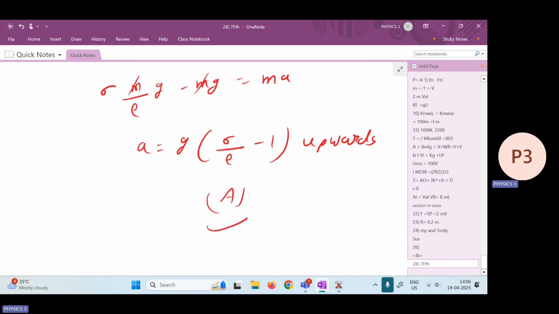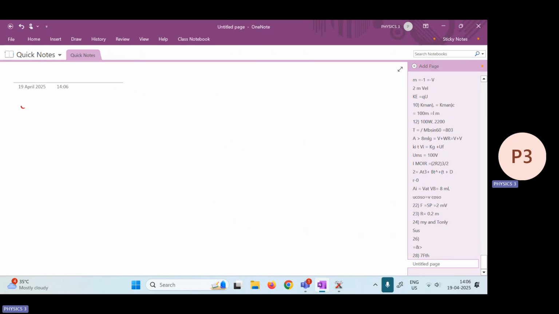Okay, now let's go to the next question. 29th question. In the 29th question, we have given a block placed on an inclined plane with the slope angle theta. The block slides down the plane at constant speed. The coefficient of kinetic friction is equal to.